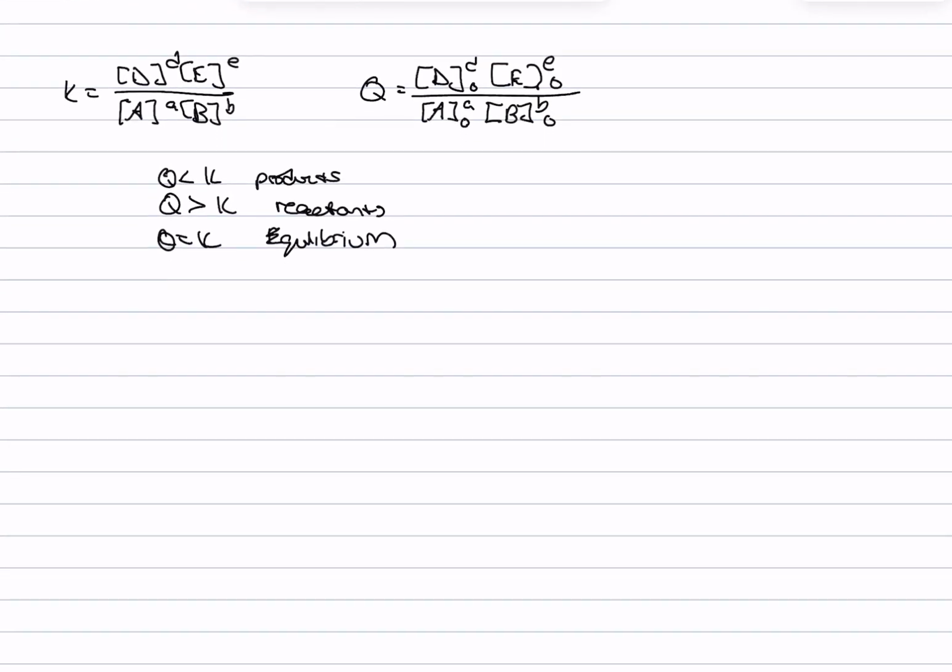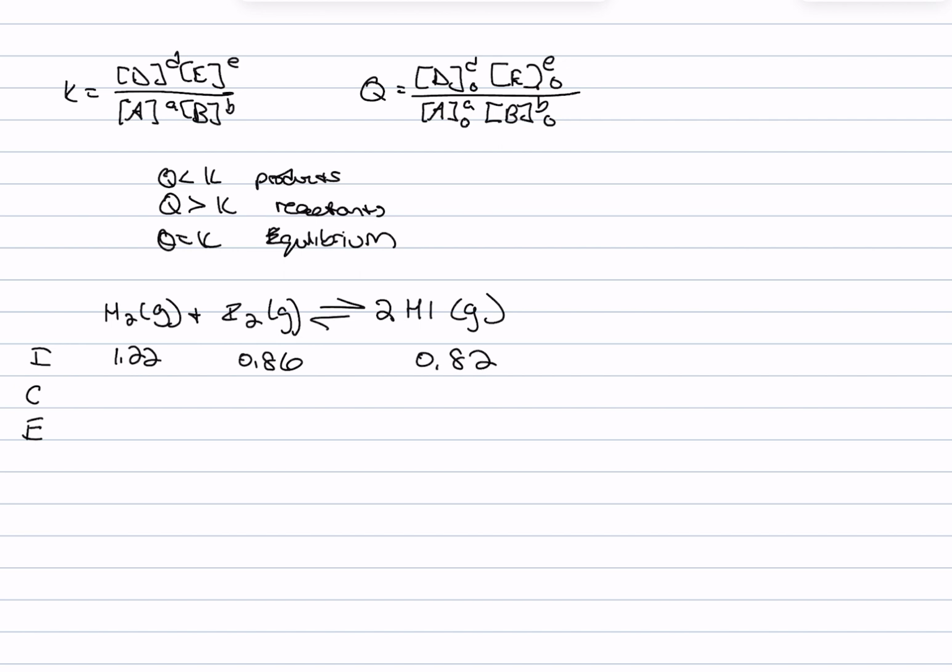Next, we're going to set up ICE, or initial, change, equilibrium. We're given that for the reaction H2 plus I2 goes to 2HI, the K is 51, and that the initial values are 1.22, 0.86, and 0.82. From there, our next step is to determine Q in order to see which way the reaction goes. In this case, that would be HI squared over H2 times I2, and that gives us 0.64, and Q is less than K, so the reaction shifts towards the products.